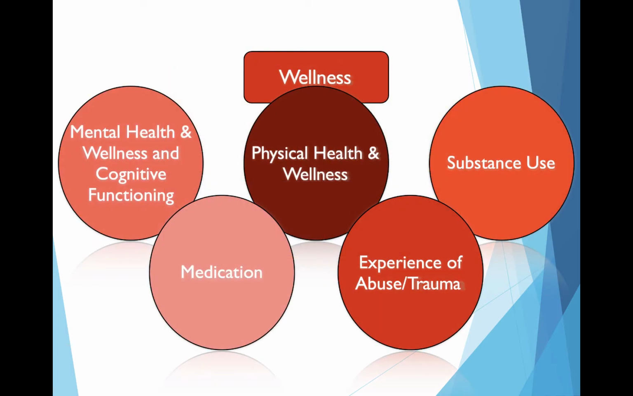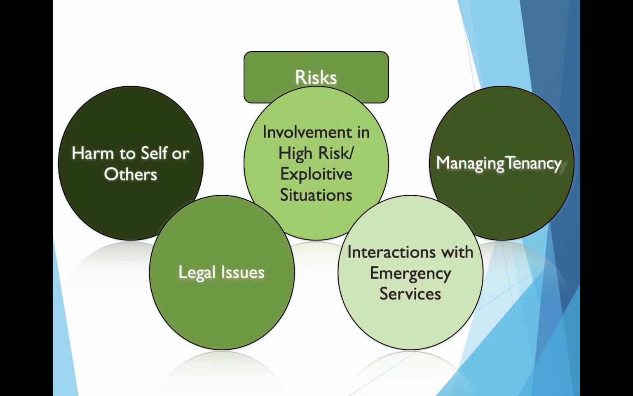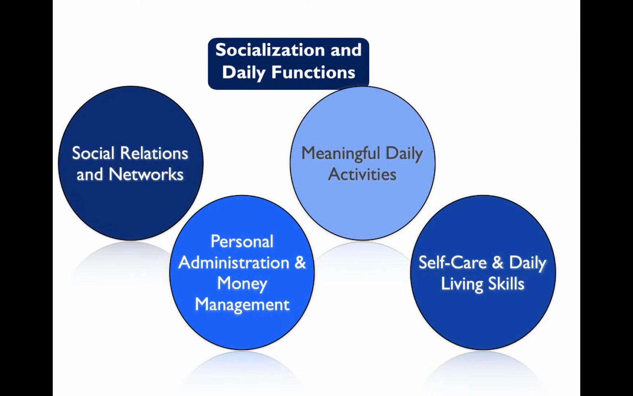Within wellness, we look at mental health and wellness and cognitive functioning, physical health and wellness, substance usage, medication, and the experience of abuse and trauma. Within the risks, we look at harm to self or others, involvement in high risk or exploitive situations, their ability or history with managing tenancy, any legal issues, as well as interactions with emergency services. Within socialization and daily functions, we look at social relations and networks, meaningful daily activities, personal administration and money management, and self-care and daily living skills.